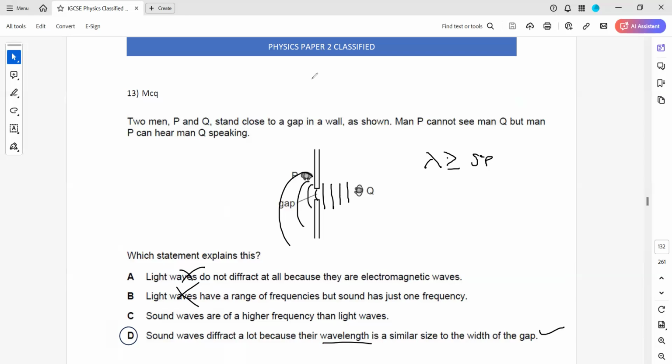What about statement A? The light waves do not diffract. That is totally wrong. Light waves also diffract. Diffraction is a property of all waves. So it's not only for sound, it is also for light as well.